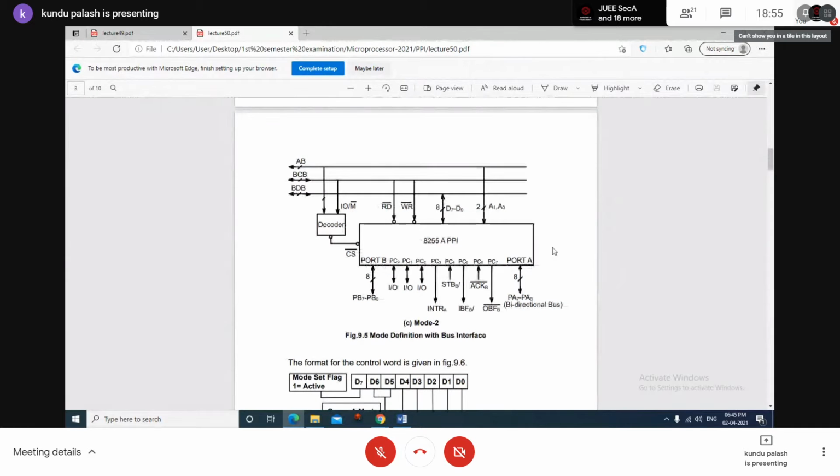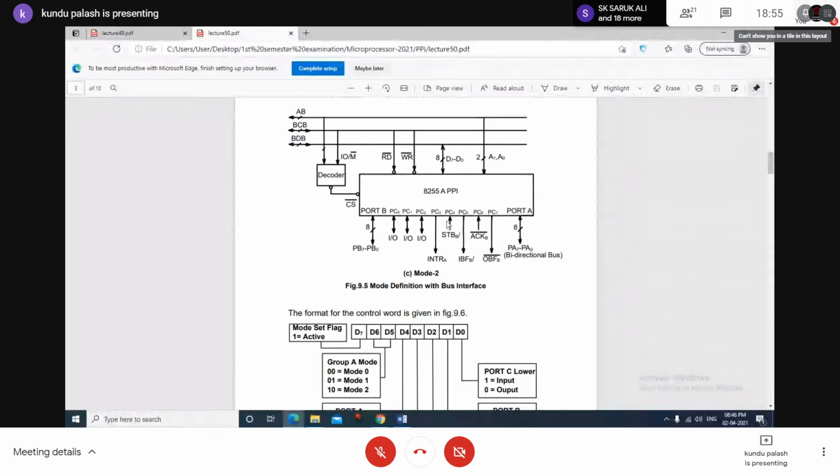And in case of mode 2, it is bidirectional. That means at a time, port B can be used as an input-output, and port A can be used for bidirectional input-output. And PC0, PC1, PC2 are used as 3 input output lines in combination. And these lines will act as a strobe mode for bidirectional. So it is the fastest operation under mode 2.